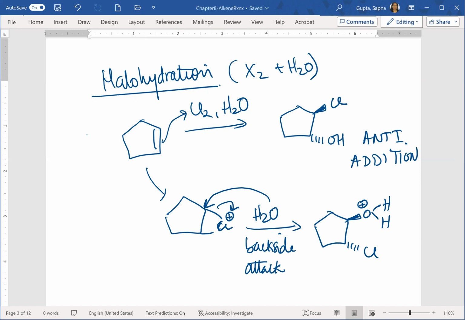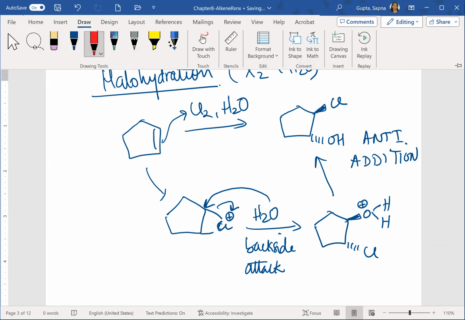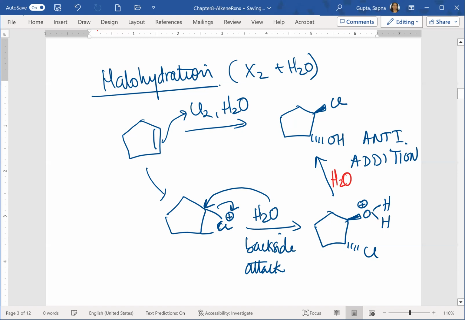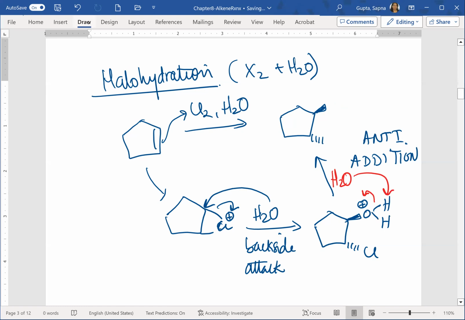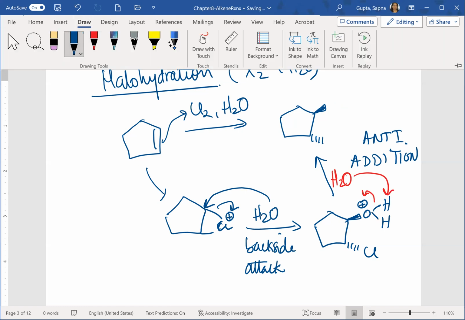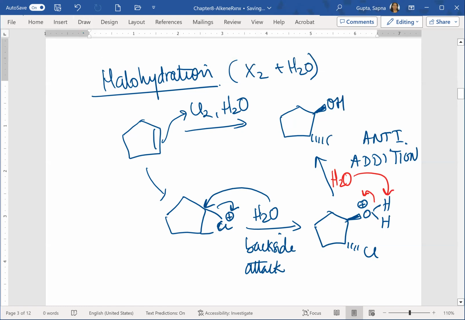I probably will not be asking you to write the mechanism for this one. So it's not such a huge deal, but it's still a good idea to write the mechanism. So now water will come in and deprotonate this, and that will give you the alcohol. Let me go ahead and change this so that you don't feel like, what did I just do? So here, I'll just switch this around. So OH is at the top and then Cl is here.